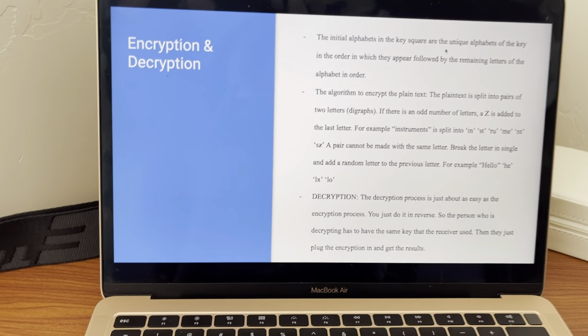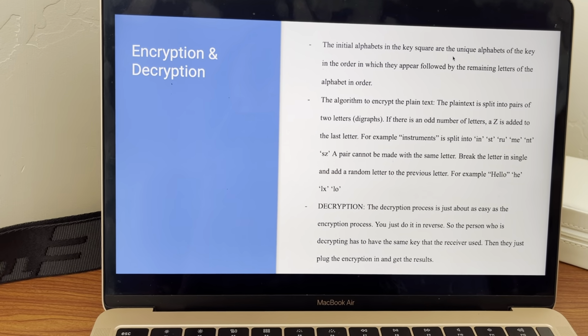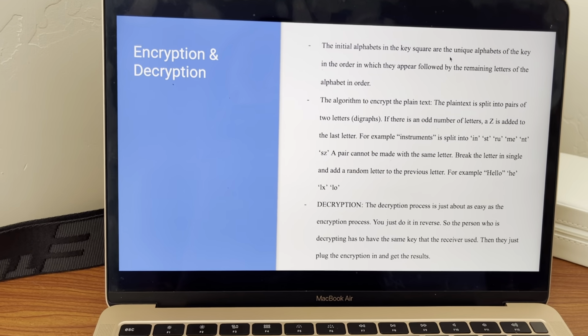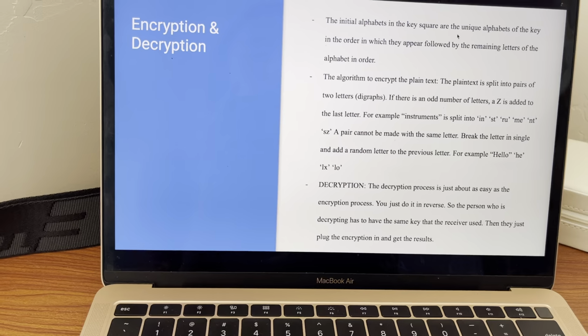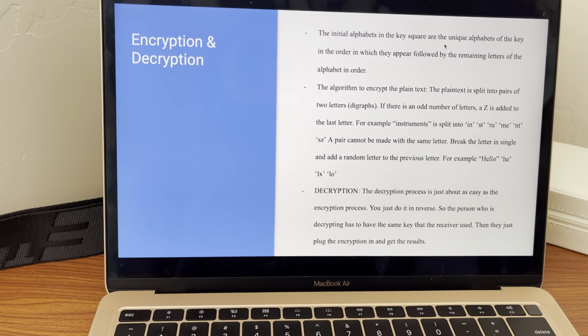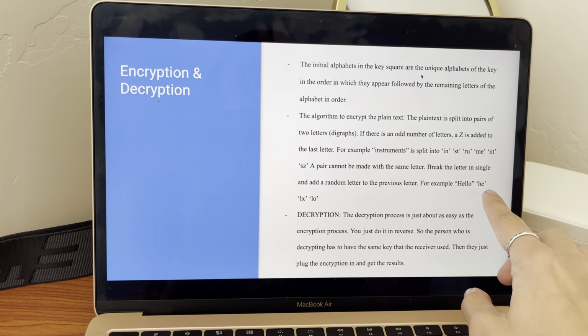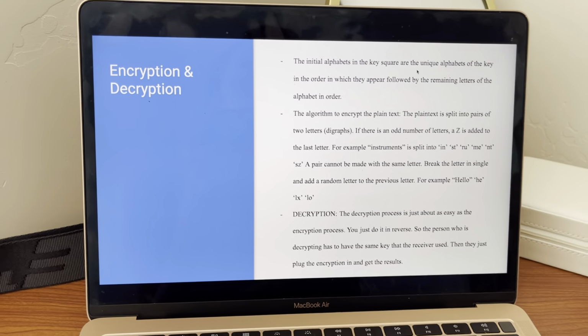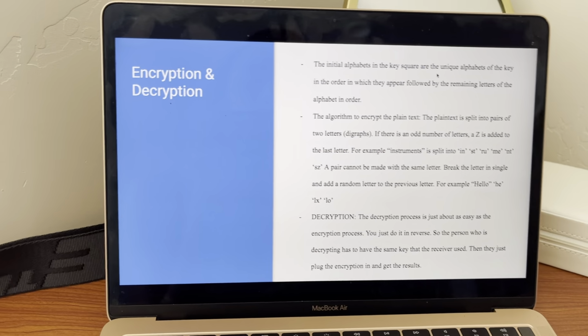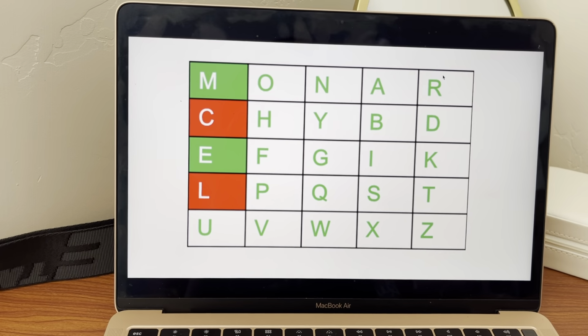So basically, the decryption process is pretty similar to the encryption process, you just do it in reverse. So the person who is decrypting has to have the same key that the receiver used. So then they would just plug in, for example, like this part of the word and then decrypt it.